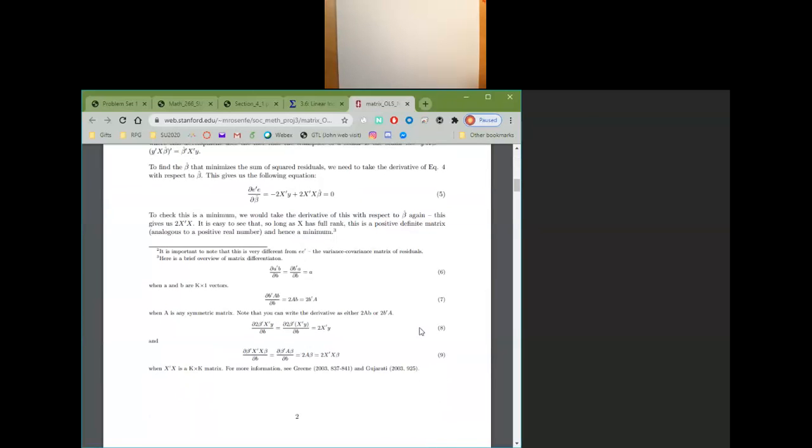Yeah, so there's this rule right here. If you see the partial of b prime a b with respect to b equals 2ab, equals 2b prime a, that is an equality that I have not personally been able to derive, and I was wondering if you have any lucidity here that I otherwise cannot find.